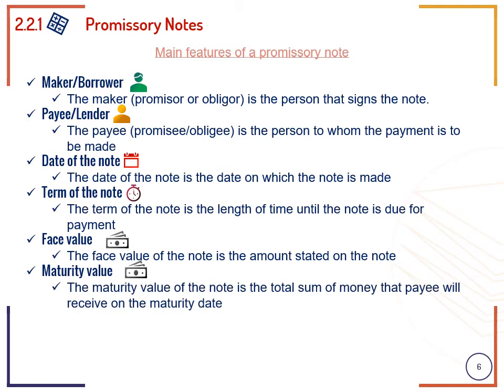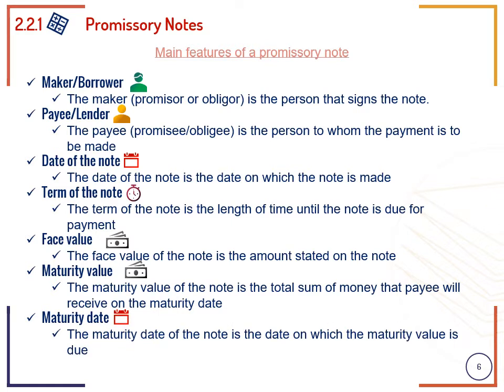Maturity value. The maturity value of the note is the total sum of money that the payee will receive on the maturity date. The maturity value of a non-interest-bearing note is the face value, while the maturity value of an interest-bearing note is the face value plus any interest that is due. Maturity date. The maturity date of the note is the date on which the maturity value is due.